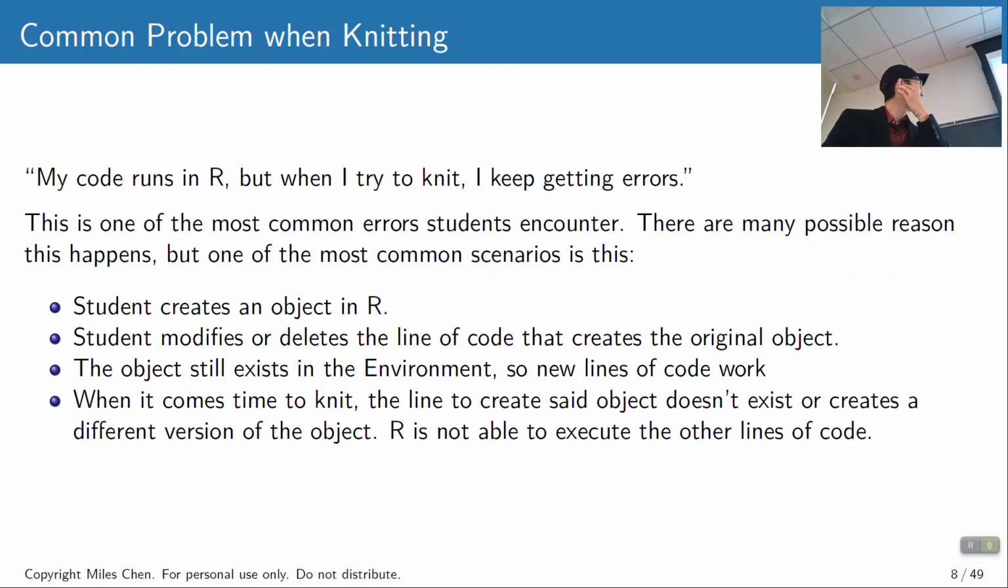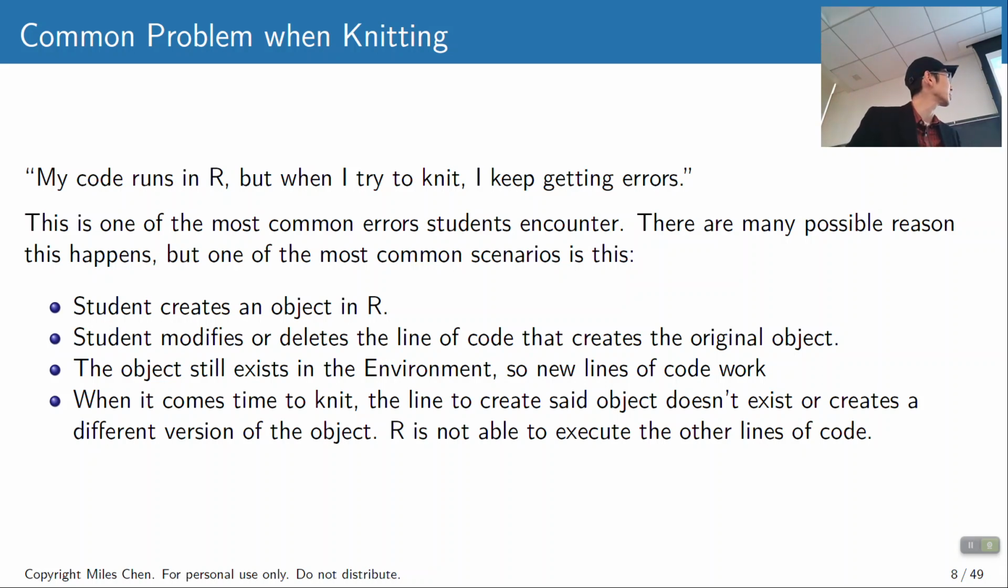All right. This is a common issue students encounter: my code runs in R, but when I try to knit, I keep getting errors. When you do your homework, one of the requirements for submitting is that it has to knit. You have to knit it to a PDF and submit the knitted PDF. Don't submit your RMD file, okay? You're not going to get points for that. Separately, submit your RMD file to Brew and Learn, but what we grade is the knitted PDF.